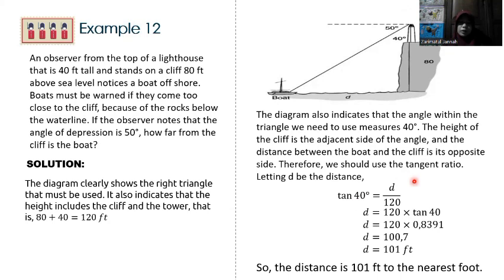We know height is 120. So we cross multiply. D equals 120 times tangent of 40 degrees. Tangent of 40 degrees is 0.8391. Times 120, we get 100.7. To the nearest foot it is 101 feet. So the distance is 101 feet to the nearest foot.